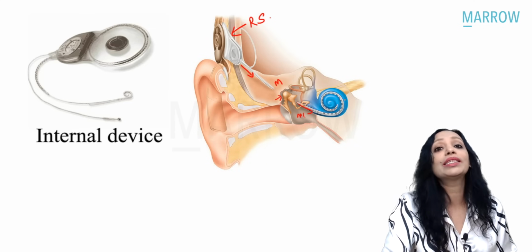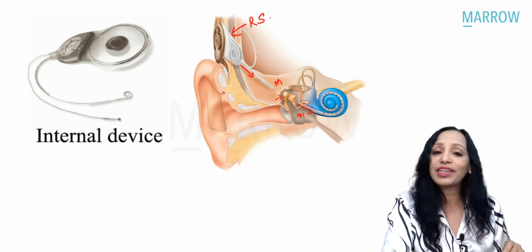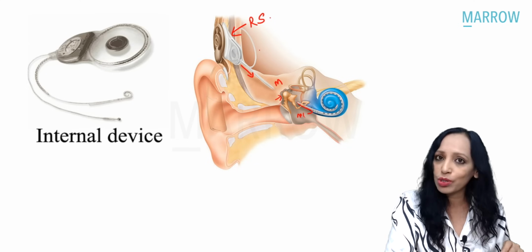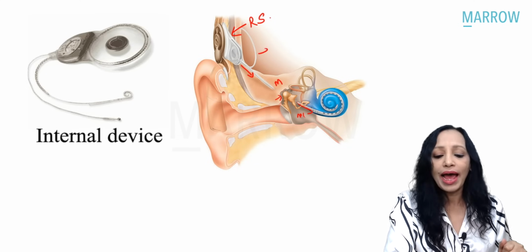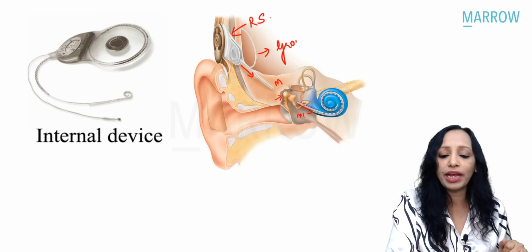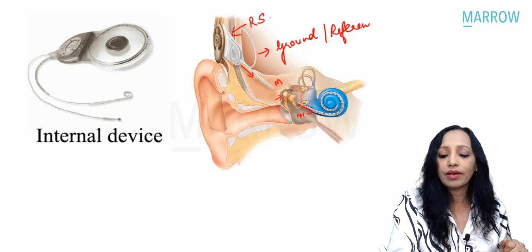Now, along with this intracochlear electrode, we have one electrode which stays outside, and yes, that is also an electrode. That is also part of the electrode system, but that is the extracochlear electrode, and that is known as a ground electrode or a reference electrode, right?